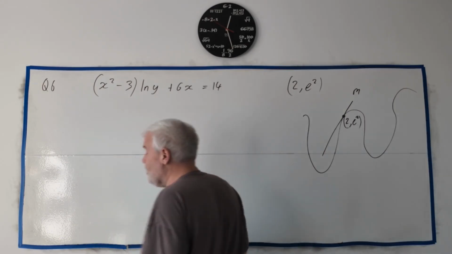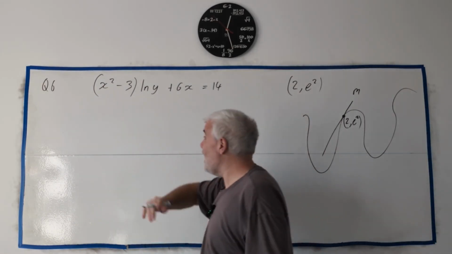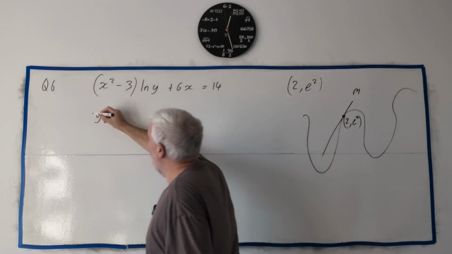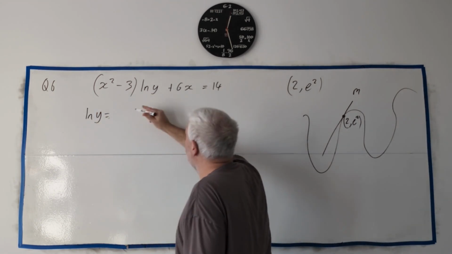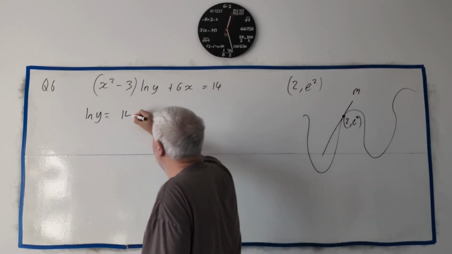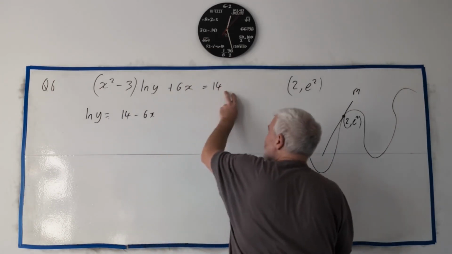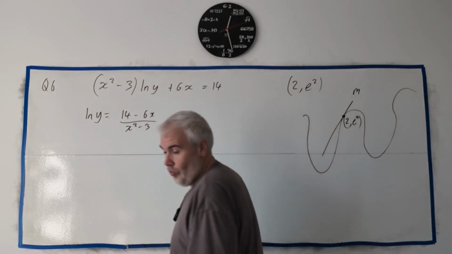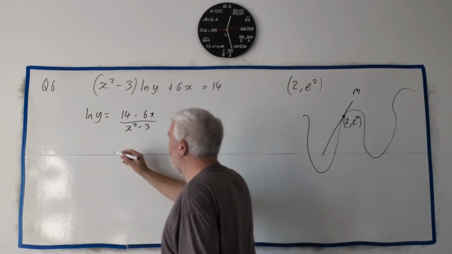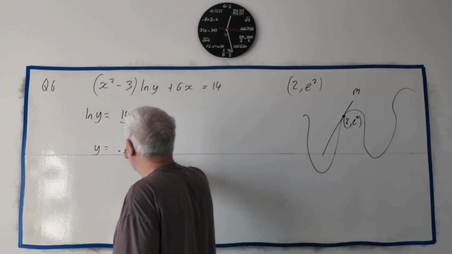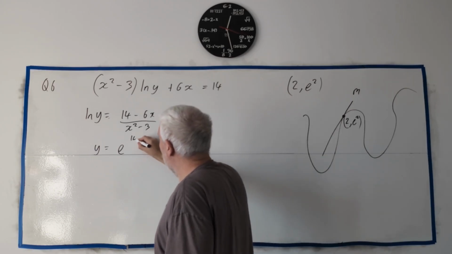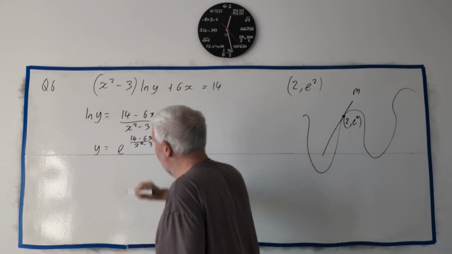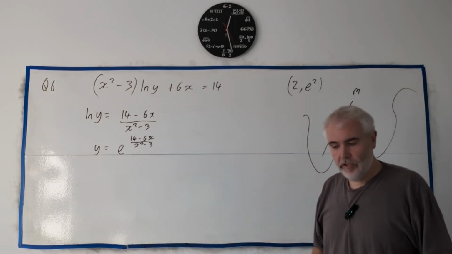I want to know dy/dx, but to do that, it might help to find what y is equal to. So if I rearrange all this, I'll find what y is equal to. So natural log of y is equal to 14 minus 6x, I'll just move this over and divide by x squared minus 3. Get rid of the natural log then. y is equal to e to the power of (14 minus 6x) over (x squared minus 3). That's y. This is one way to do this.